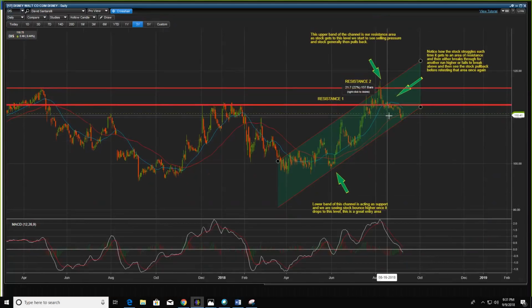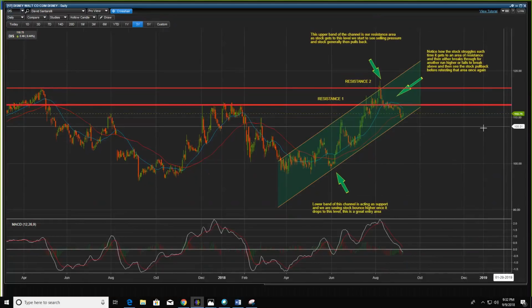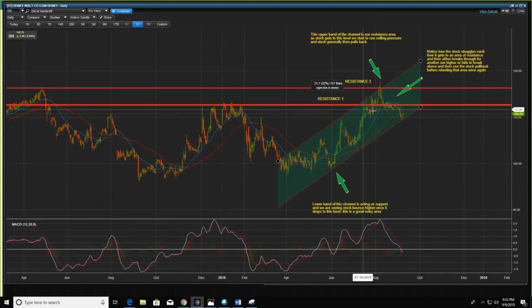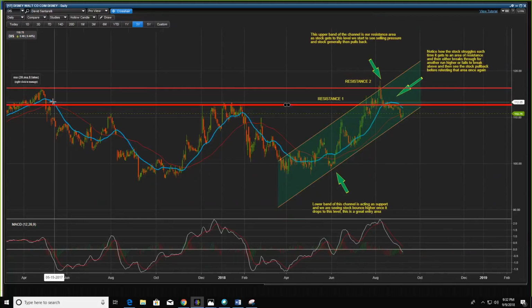So as you can see here, Disney right now is at 110.75. It has resistance around 112.50. So around 112.50, it has resistance going all the way back to, over a year ago, back in June of 2017, May of 2017. Okay, so this is resistance.